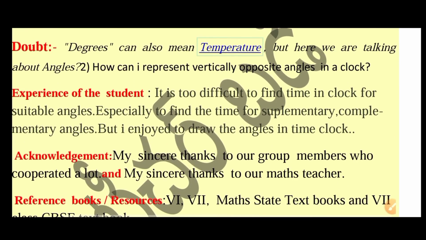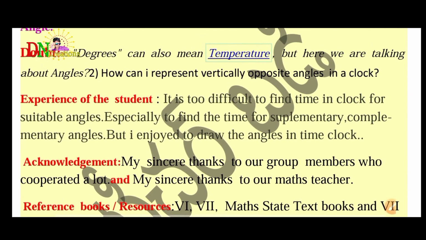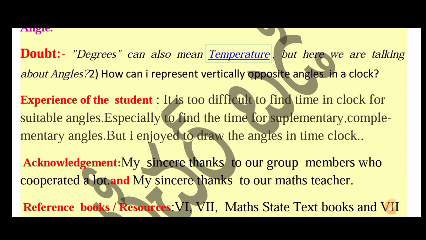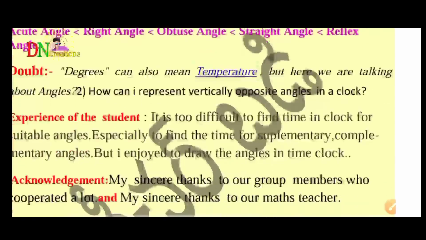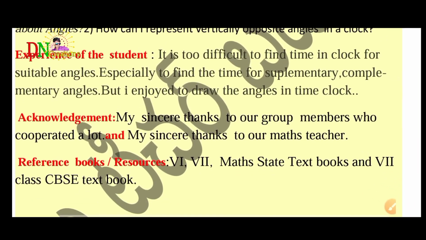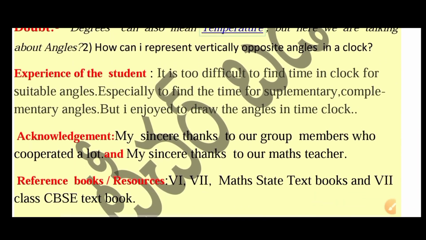Doubt, 1. Degrees can also mean temperature, but here we are talking about angles. 2. How can I represent vertically opposite angles in a clock? Experience of the student, it is too difficult to find the time in a clock for suitable angles, especially to find the time for supplementary and complementary angles, but I enjoyed drawing the angles in the time clock.